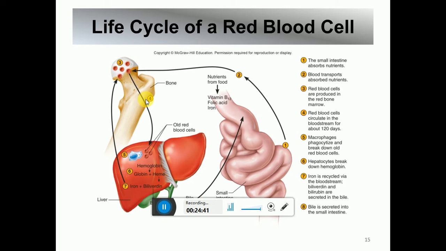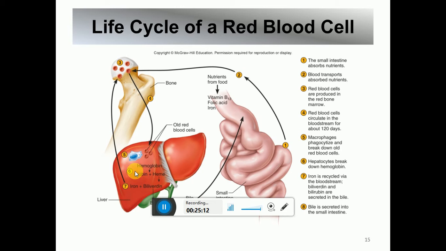they'll do their function, and then 120 days later, they will be taken up by phagocytosis by the macrophages of the liver and the spleen. The spleen is not in the picture, but it's just as important as the liver in this function. So again, the macrophages will eat up the old RBCs, and old means only 120 days old, and that hemoglobin will split into a globin and heme.